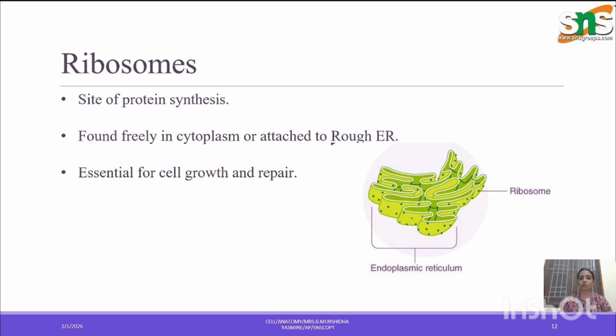What is a ribosome? So this is a ribosome. Ribosome is a site of protein synthesis, found freely in the cytoplasm and sometimes attached to the rough endoplasmic reticulum, and it is essential for cell growth and repair.